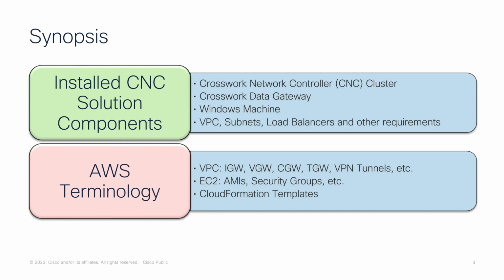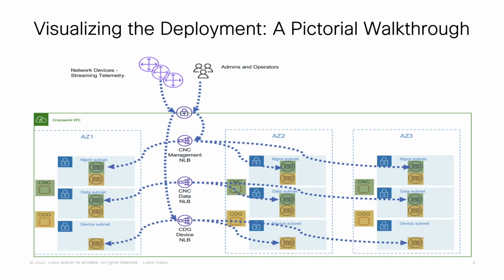A few things that I would like to touch upon here. One of the key things is AWS terminology, which includes the VPC, which is the virtual private cloud, IGW, Internet Gateway, VGW, the VPN Gateway, CGW, Customer Gateway, TGW, Transit Gateway, and VPN tunnels. A few abbreviations in EC2 are AMIs, which means Amazon Machine Images, security groups, and CloudFormation templates. We would also showcase step functions, which can be used to automate a few of the day one operations on CNC.